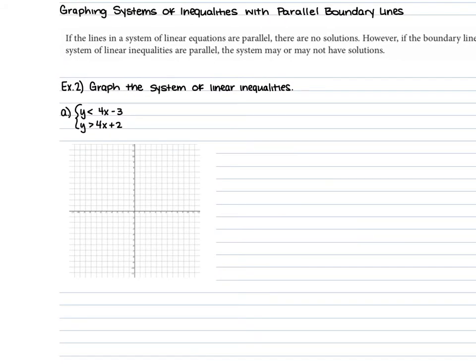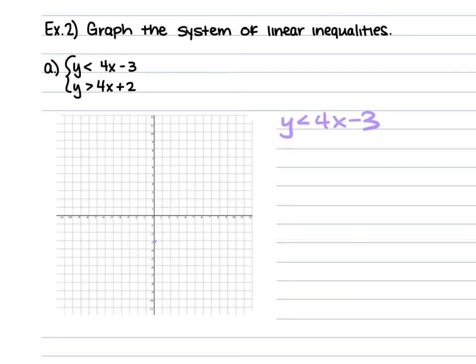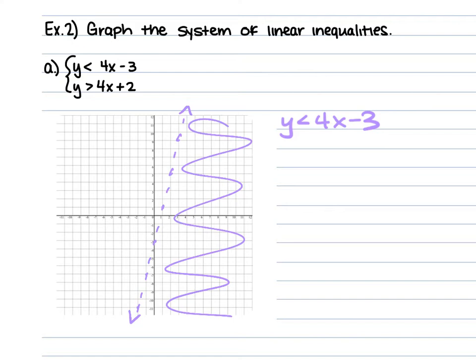For your next example, we have y is less than 4x minus 3. So we're going to plot that negative 3, then go up 4 to the right 1, and down 4 to the left 1. Draw your dotted line through these points. And then we're shading below it, so that way.